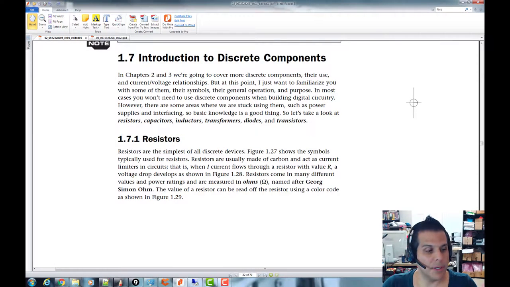All right, welcome to the next lecture, and we're going to continue moving through the material. So we're finally to the discrete components section here of the notes, and we're going to talk about resistors, capacitors, inductors, transformers, diodes, transistors, and maybe a couple other things.